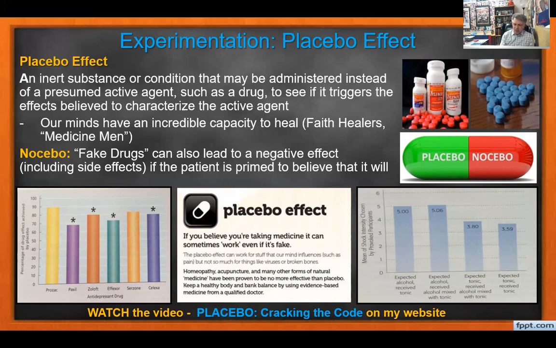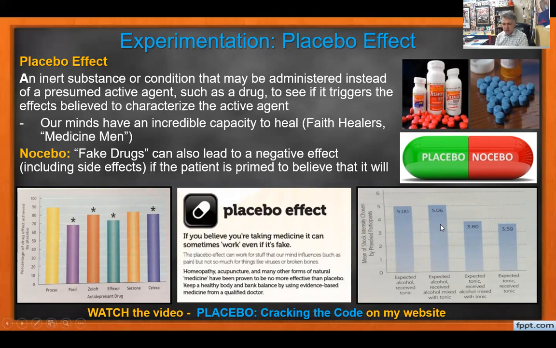They had side effects because they thought they were getting chemotherapy. So since they thought they were getting chemotherapy, they got the side effects of chemotherapy, which included losing their hair, getting nauseous, losing weight. But they weren't getting chemotherapy. But since their body thought they were getting chemotherapy, it went with the side effects that they knew chemotherapy caused. So that's nocebo.